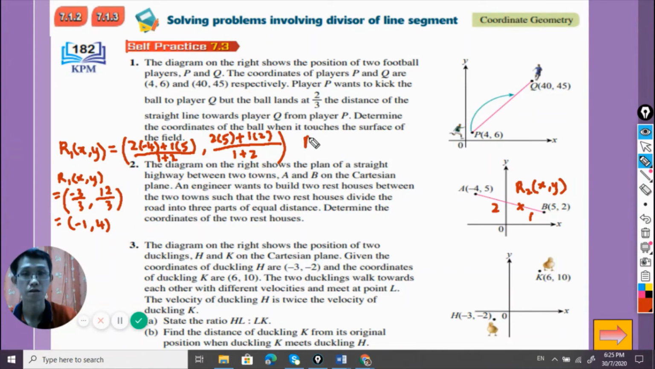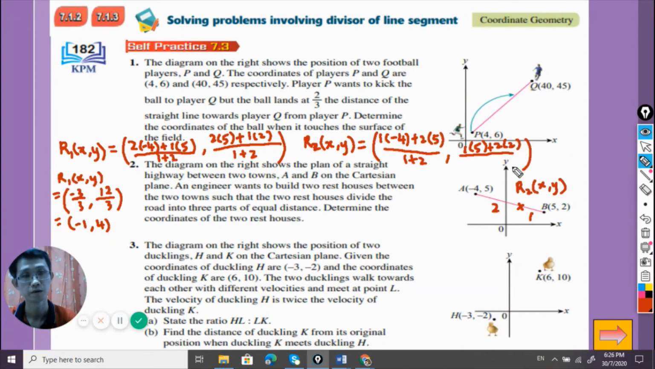So the second rest house we can express using the section formula, or formula for divisor of a line segment, in the same way, by multiplying the value of n, which is 1, with the coordinate x, negative 4, plus the m, 2, multiplied with the coordinate x, 5, over 1 plus 2. Then on the other side, for coordinate y we use 1 multiplied with 5 plus 2 multiplied with 2, over 1 plus 2.